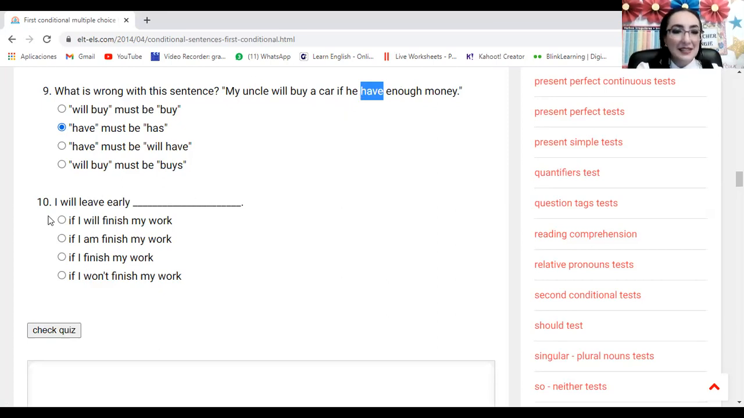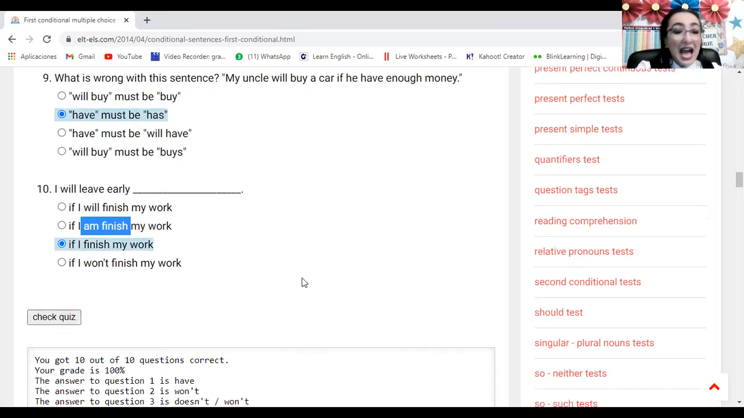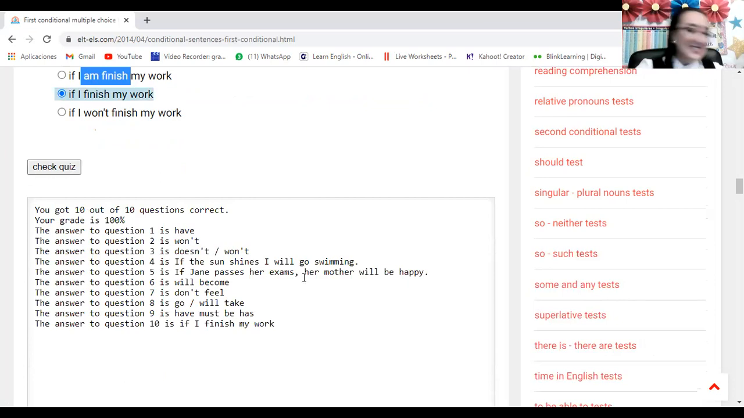And number 10, I will leave early. My result is here. If I will finish, one more time will. If I am finished, what is this? If I finish my work, that could be. If I won, one more time future. Never ever in your life. 10 out of 10. Excellent. Very good. That was a good one.